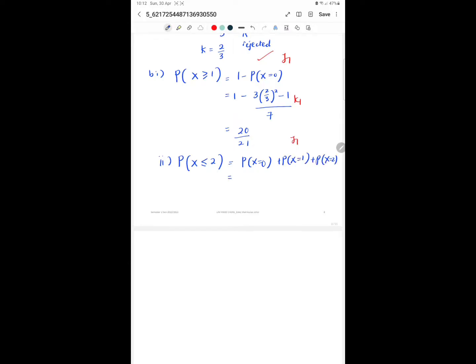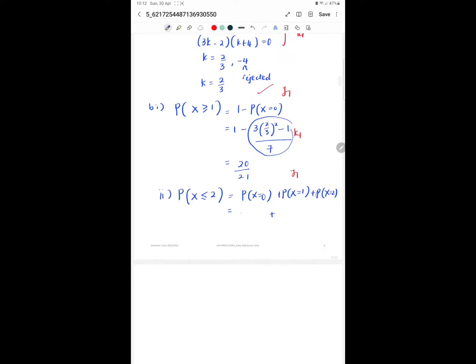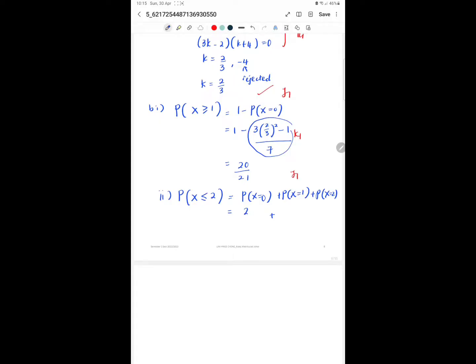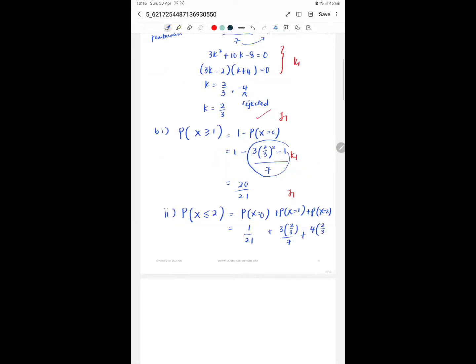So X equals to 0 tadi kita dah kira kan. Value dia kat situ 1 over 21. Kalau X equals to 1, masukkan balik dalam table, 3k over 7. Tadi kita ada 3k, k 2 over 3 over 7. X equals to 2, we have 4k over 7 also. So when we calculate, we will get 5 over 7. Okay, so that's the final answer. And the marks will be given here K1 when we calculate all the probabilities, and J1 for the final answer.